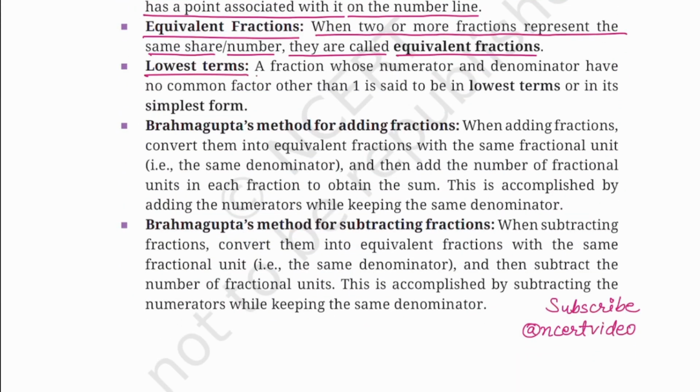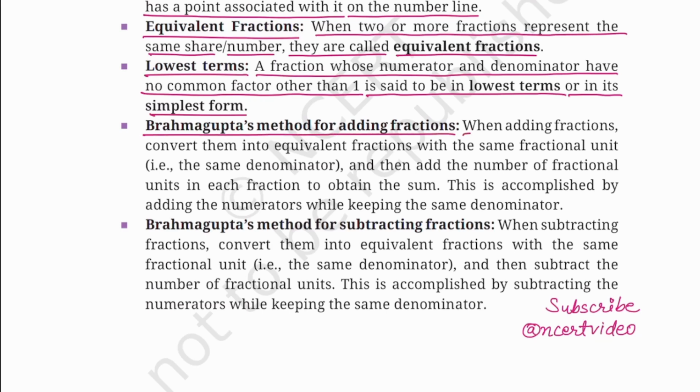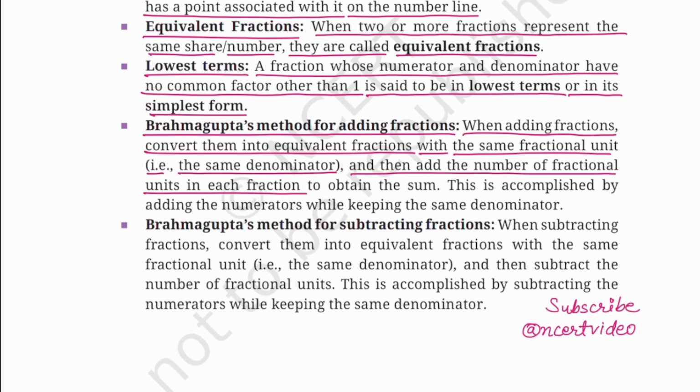Lowest terms. A fraction whose numerator and denominator have no common factor other than 1 is said to be in lowest terms or in its simplest form. Brahmagupta's method for adding fractions. When adding fractions, convert them into equivalent fractions with the same fractional unit, that is the same denominator, and then add the number of fractional units in each fraction to obtain the sum. This is accomplished by adding the numerators while keeping the same denominator.